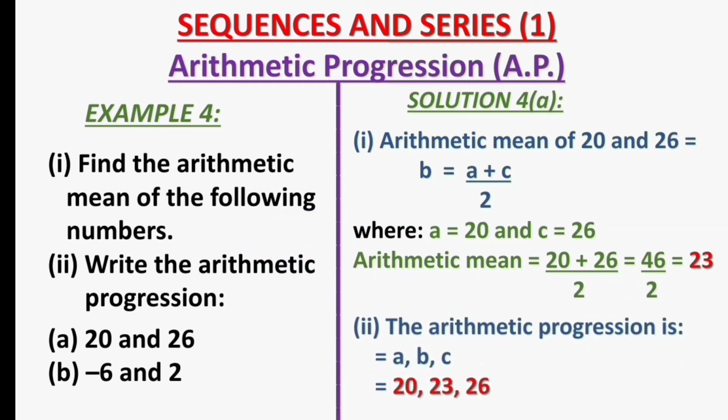In Roman figure 2, the arithmetic progression is A, B, C. Since A is the first number 20, B is the arithmetic mean 23 and C is the third number 26, the arithmetic progression is 20, 23, 26. Of course, this is an arithmetic progression because it has the common difference 3. I hope the solution to example 4a is clear to you.